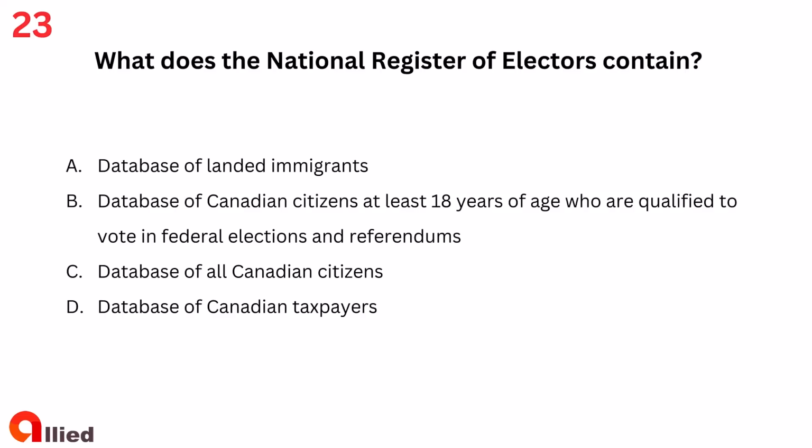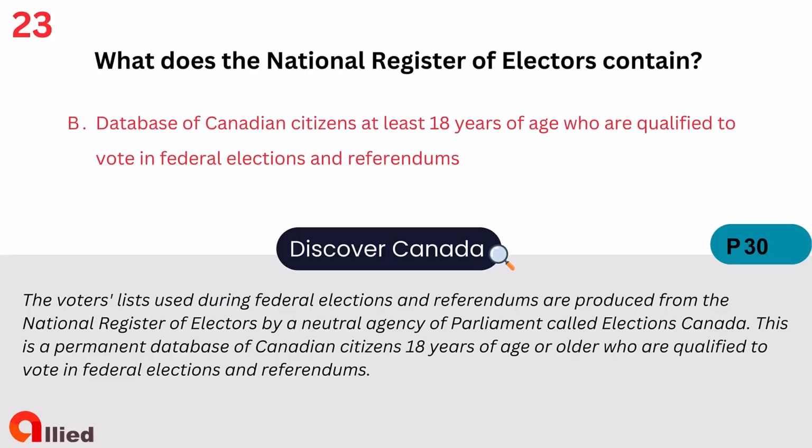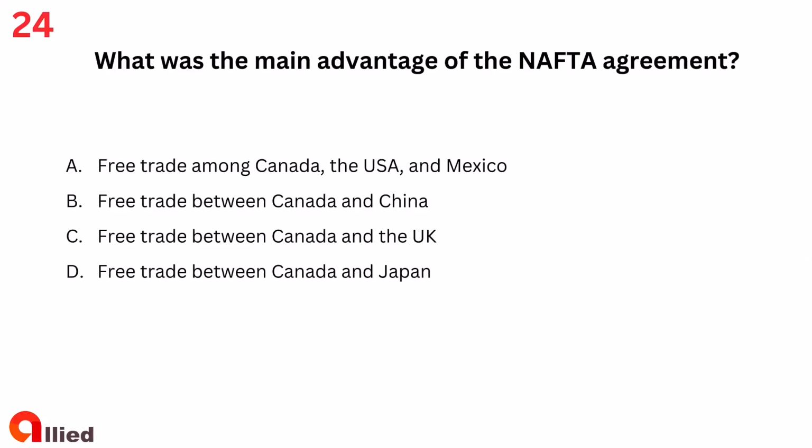Question 23. What does the National Register of Electors contain? A. Database of landed immigrants. B. Database of Canadian citizens at least 18 years of age who are qualified to vote in federal elections and referendums. C. Database of all Canadian citizens. D. Database of Canadian taxpayers. The answer is B. Database of Canadian citizens at least 18 years of age who are qualified to vote in federal elections and referendums.